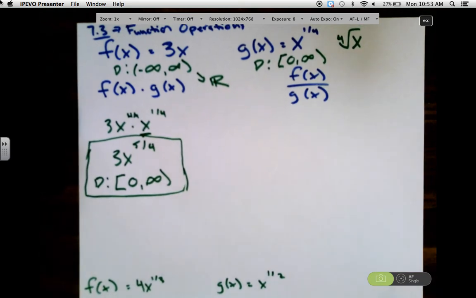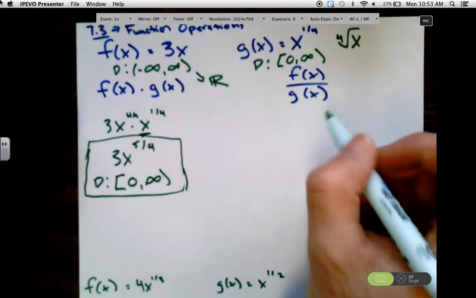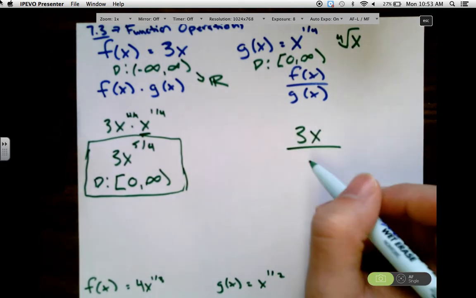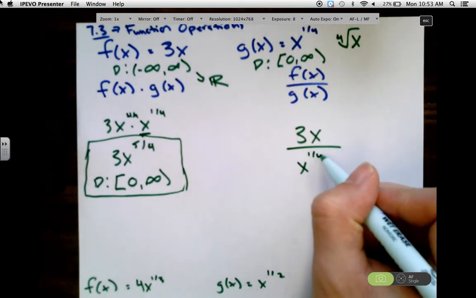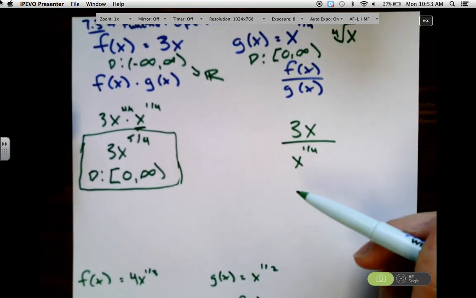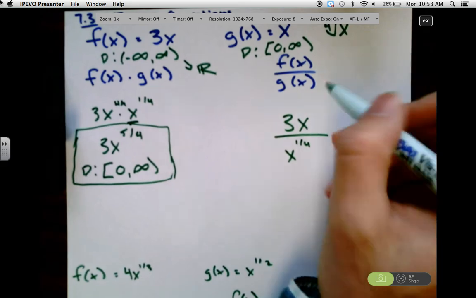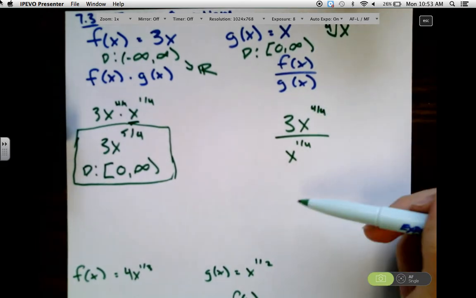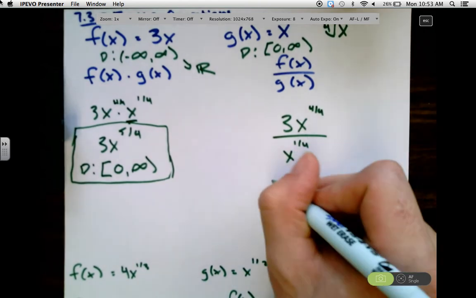Now, the next one, when I do division, all I'm going to say is, all right, f of x is 3x, and g of x is x to the 1/4. Just like I did before, I have an x on the top and an x on the bottom. I'm going to try to reduce that, and instead of adding the exponents, since I'm dividing, I would subtract the exponents.